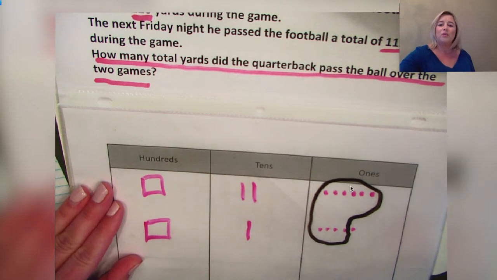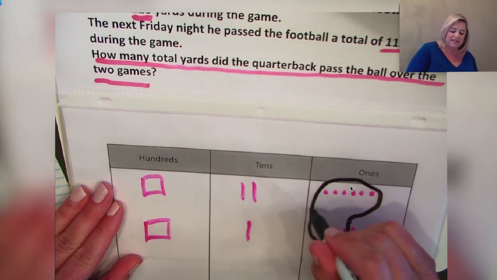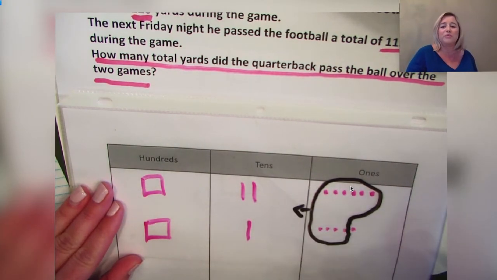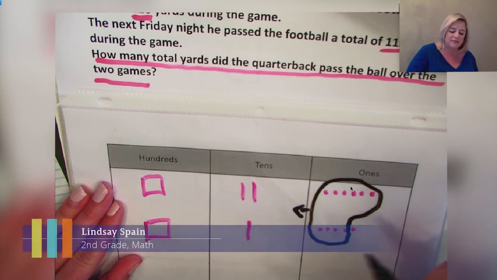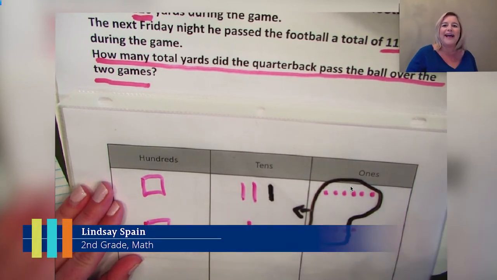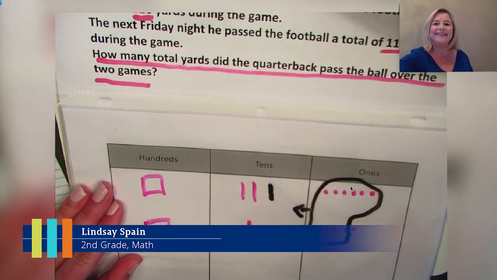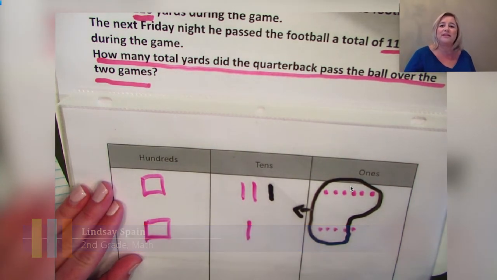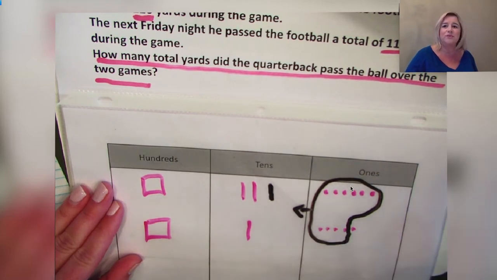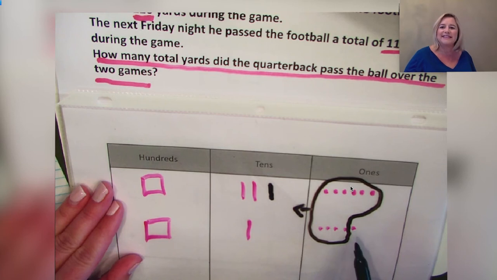Very good. We're going to draw an arrow pointing to our tens, and we are going to bring over our 10 ones to make one 10 rod. Excellent job. Now, does your chart look like mine? So after we trade the ten ones block for one 10 rod, how many ones do we have left? Excellent. We just have one left.